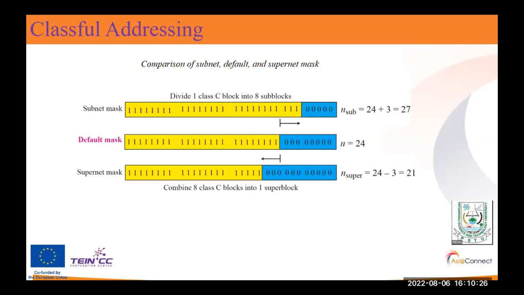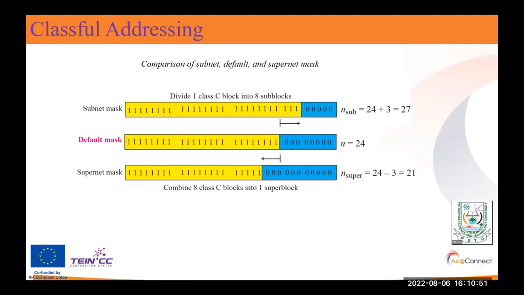Okay. So previously, I have already discussed that in class A, B, or C, all three classes have the default mask. You can see it in the previous day one slide. This is the default and standard: class A 8 bit, class B 16 bit, class C 24 bit.